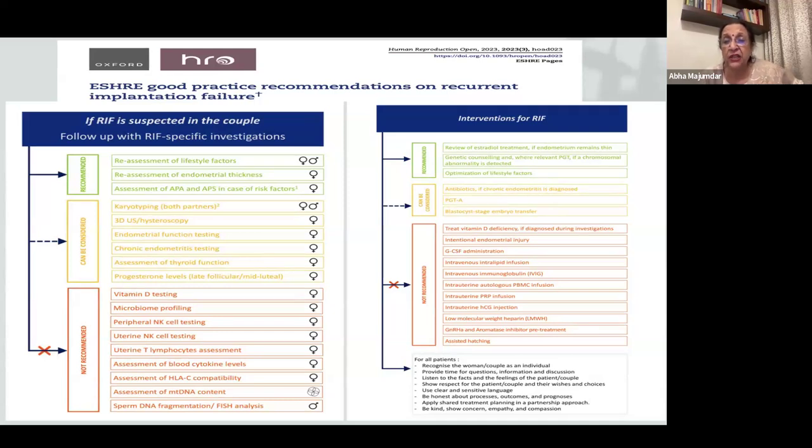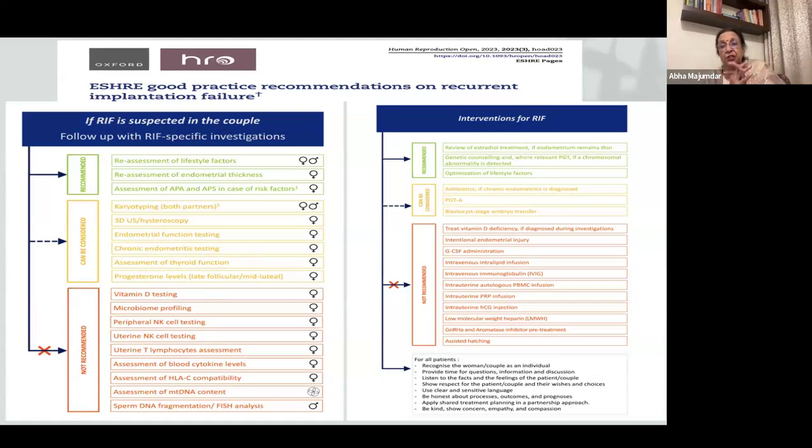For all patients, recognize the woman or couple as an individual. Provide time for questions, information, and discussion. Listen to the facts and the feelings of the patient or the couple. Show respect for the patient or couple and their wishes and choices. Use clear but sensitive language. Be honest about processes, outcomes, and prognosis. Apply shared treatment planning in a partnership approach with the patient. Be kind, show concern, empathy, and compassion.